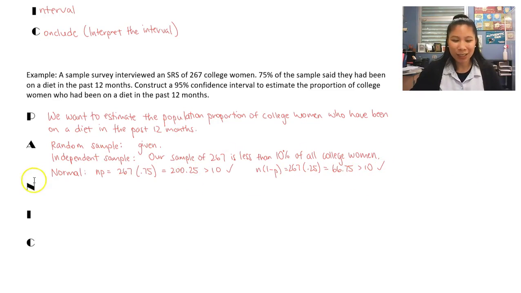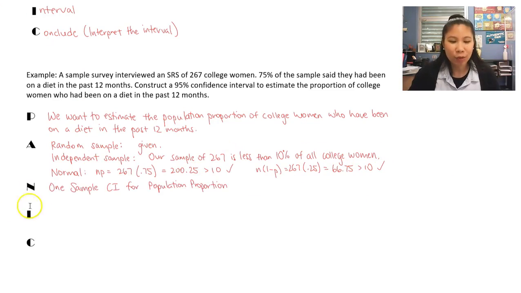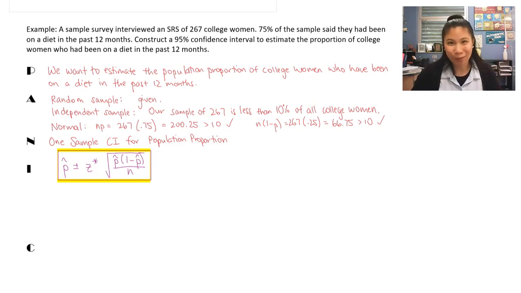Okay, so we've done our checks. Our name is our one sample confidence interval, and here I'm just being lazy. I'm going to start abbreviating confidence interval as a CI for population proportion. If you did this on the AP test as well, it should be okay, because most people know that CI just means confidence interval. Okay, so let's start doing our calculations for the interval itself. First, let me introduce you to the formula.